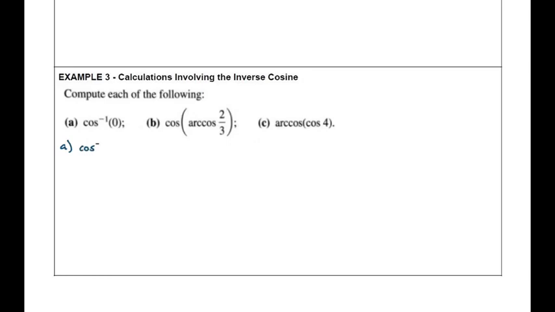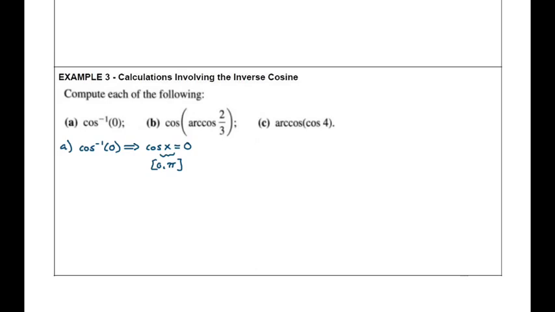So moving on to example 3. Look at part A, cosine inverse of 0. The way that I'm thinking about that problem is it's really asking me, cosine of what angle equals 0. You don't have to rewrite it this way, but the reason I would is because cosine of x equals 0 is something we've been solving. So if you rewrite it that way, it's often easier to see what the answers should be.